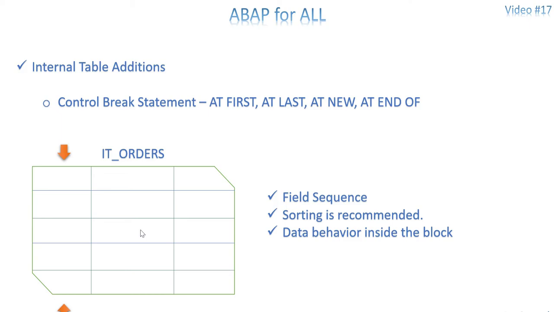So what you have to do is change the field position. If you really want it only based on the plant for AT NEW and AT END OF to work, change the position of your plant to the first field of the body of your internal table. That is the solution.